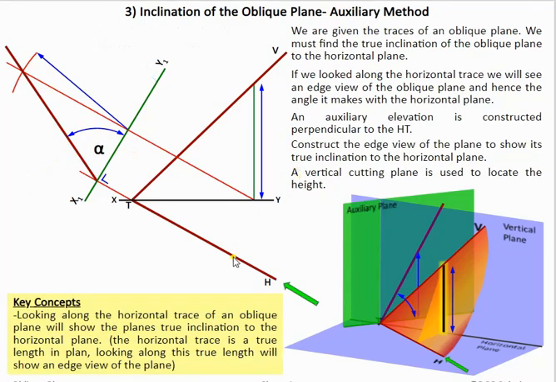Now the key thing when we're doing this, and the key mistake that some students make, is this point here. When we're establishing this line here, to find it in the auxiliary, we need to bring it from this point here, bring it up, and then the height is taken from here.